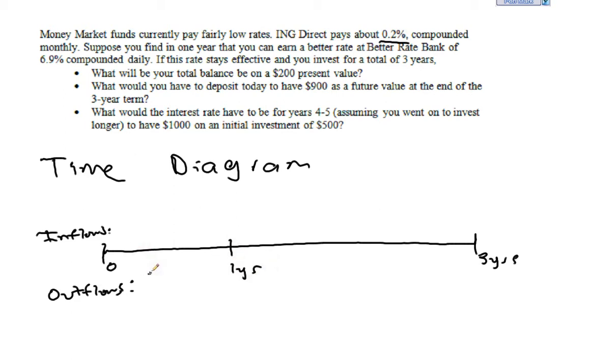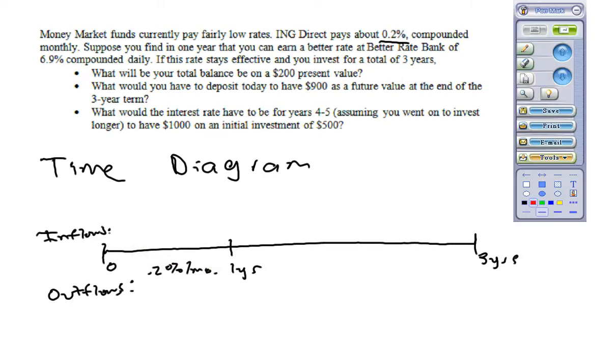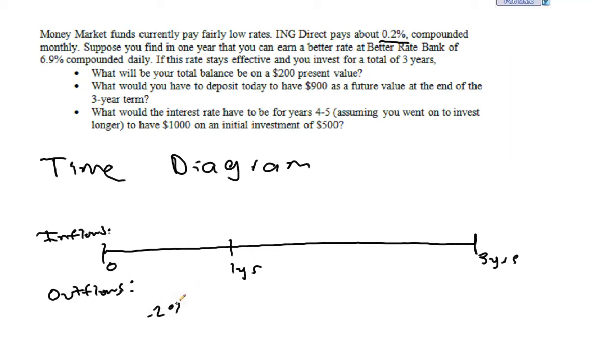And we get paid 0.2% per month. Sorry, I shouldn't say per month. I should say compounded monthly. So 0.2% compounded monthly. I'll write it like that, C/MO. So 0.2% compounded monthly over this first 1 year period.